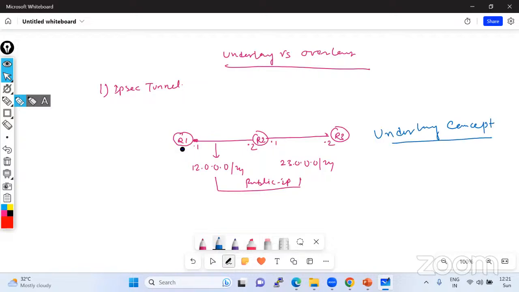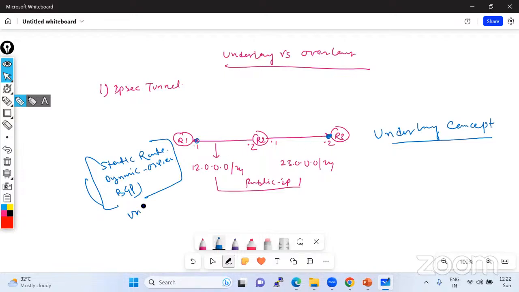So how is it going to be reachable? There are two options. I can make this reachable via a static route, or I can run any dynamic routing protocol like OSPF or EIGRP, or I can run BGP. Once I use all this to make them reachable, so this can reach this, this is known as your underlay concept.